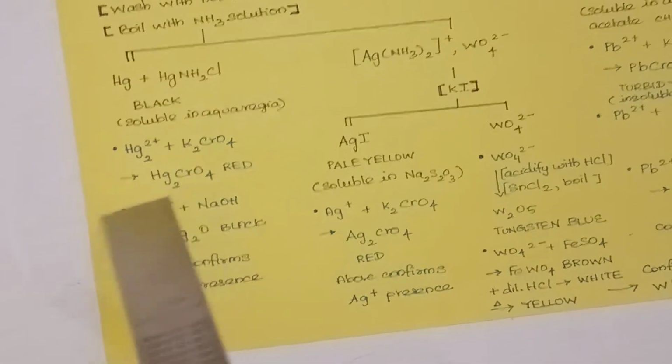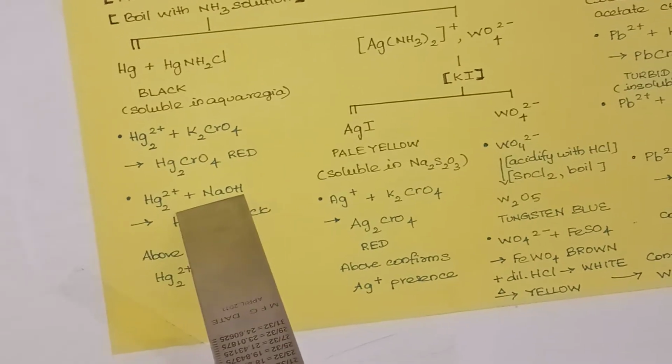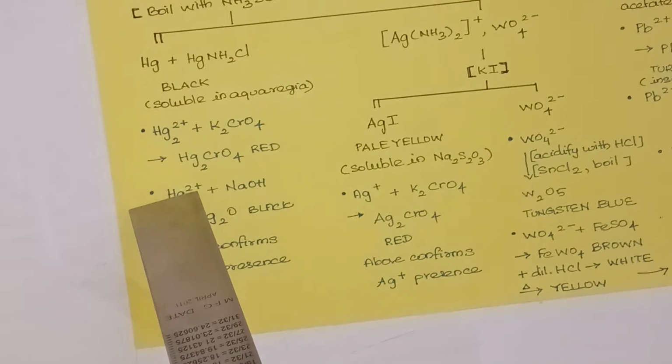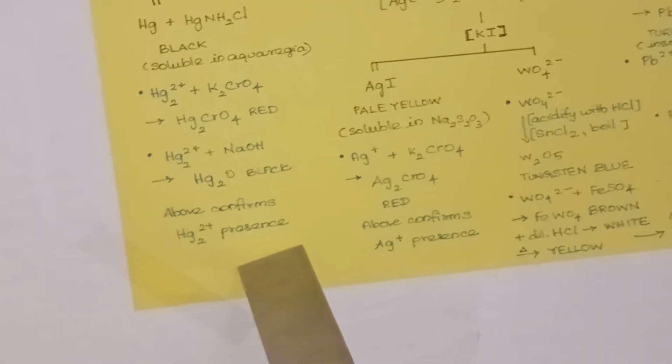Another confirmatory test is in alkaline medium, where this mercury in +2 state will give you mercurous oxide, which is black in color. So this will confirm the presence of mercury in +2 state.